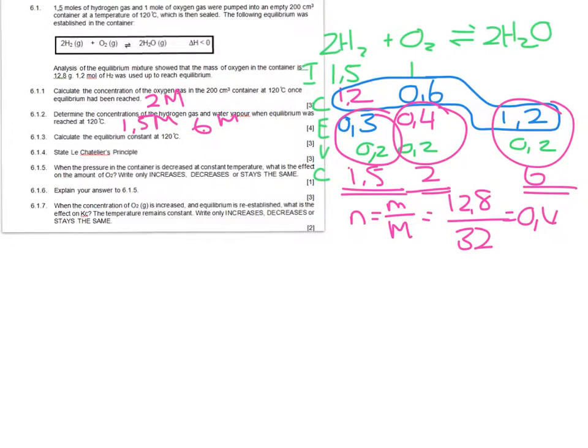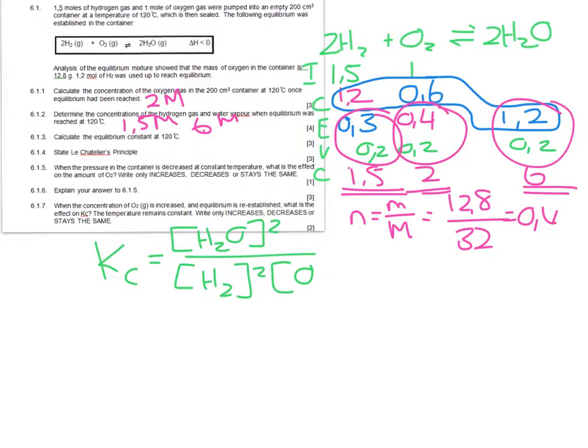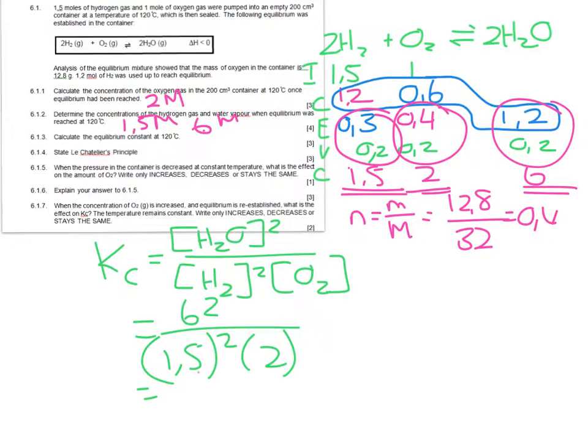And then calculate the equilibrium constant, so we need the expression for the equilibrium constant, Kc is equal to concentration of products over the concentration of the reactants, and then that is going to be equal to, when I substitute, 6 squared over 1,5 squared times 2, and that's going to be equal to 8.